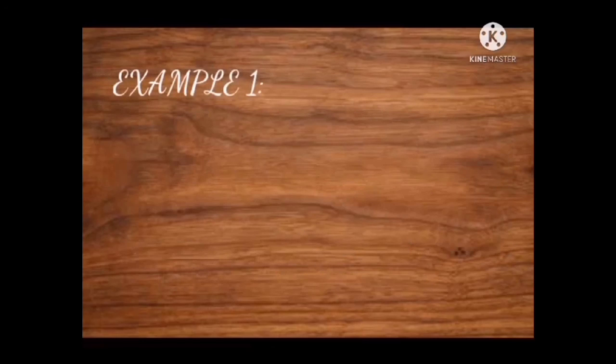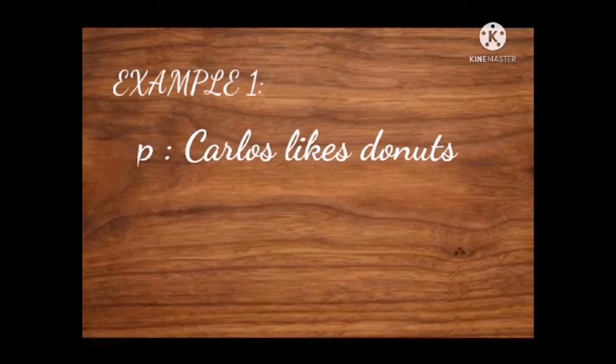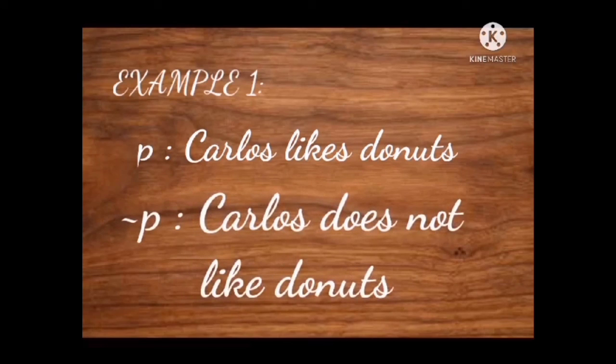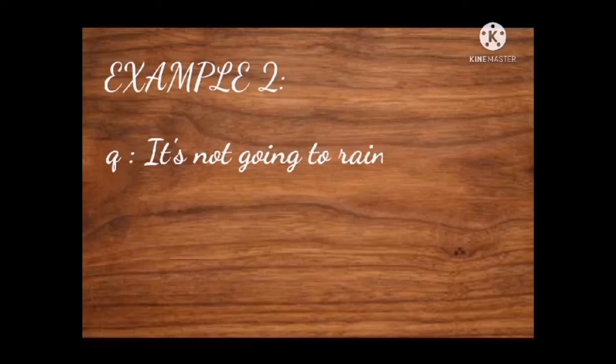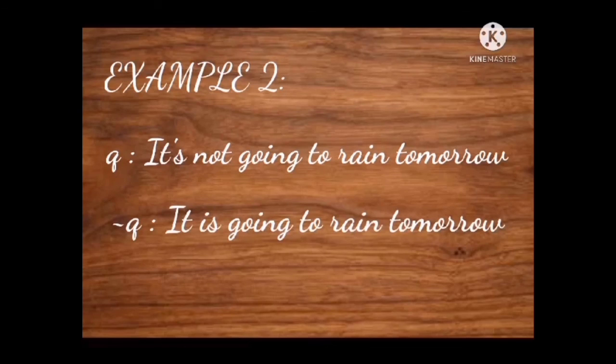Example number 1. Carlos likes donuts. This statement is a true statement. Therefore, what would be our negation? Our negation will be a false statement. It will be Carlos does not like donuts. Example number 2. It's not going to rain tomorrow. This statement is also a true statement. Therefore, what would be our negation? Our negation will be a false statement. It will be, it is going to rain tomorrow.